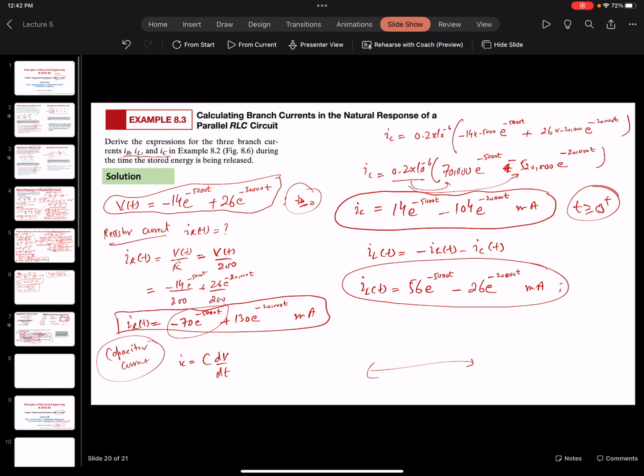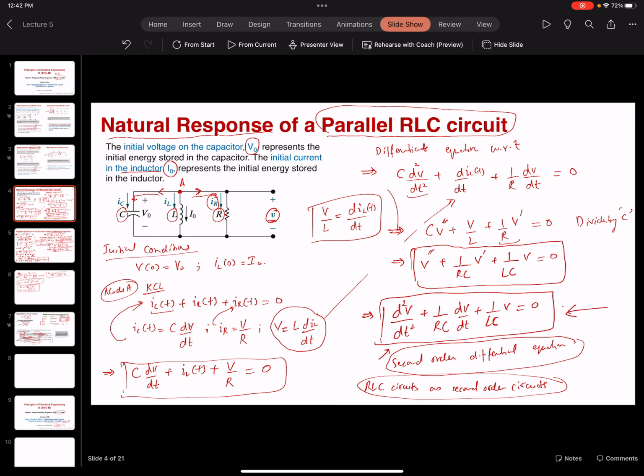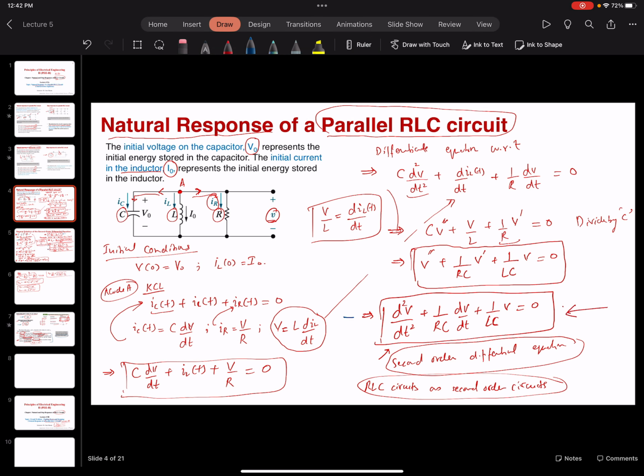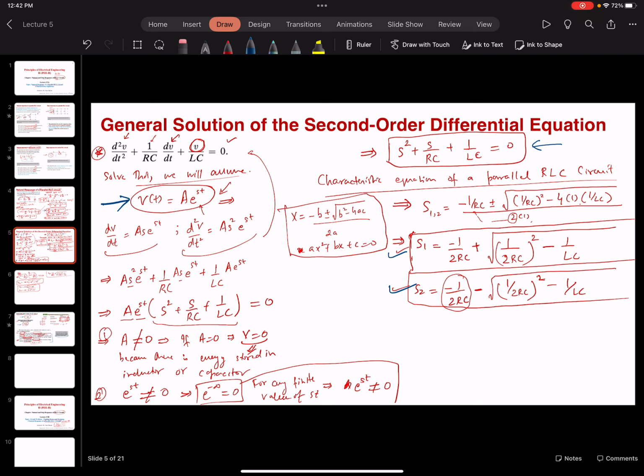Again, if I will summarize in a minute, we started with the natural response of a parallel RLC circuit. I ended up showing you the circuit. When we derived the equation, we came out with a very interesting second order differential equation over here, right? And then we said, okay, this is interesting. We are going to assume a solution A e raised to power st. Why? We discussed that in detail. Then we looked at how we got to this characteristic equation. And then it's a quadratic equation, so we ended up finding the two roots, S1 and S2.